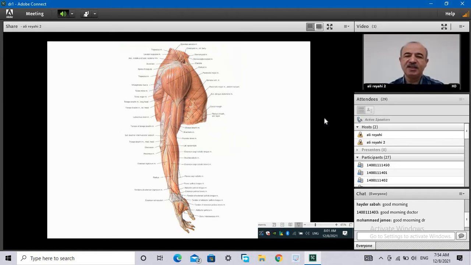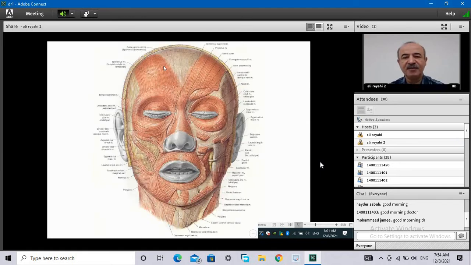This picture shows the deltoid muscle. You can see the deltoid muscle is triangular in shape. The deltoid muscle covers the shoulder joint in each shoulder. Look at this triangular shape. Or, for example, this muscle around the eyes or around the mouth is called orbicularis, like a circle.